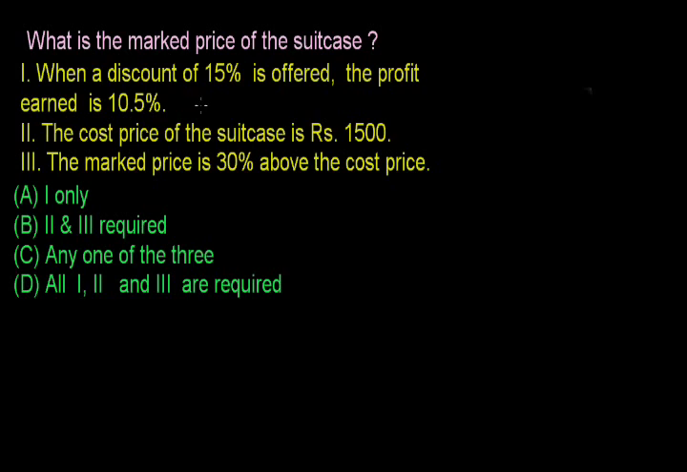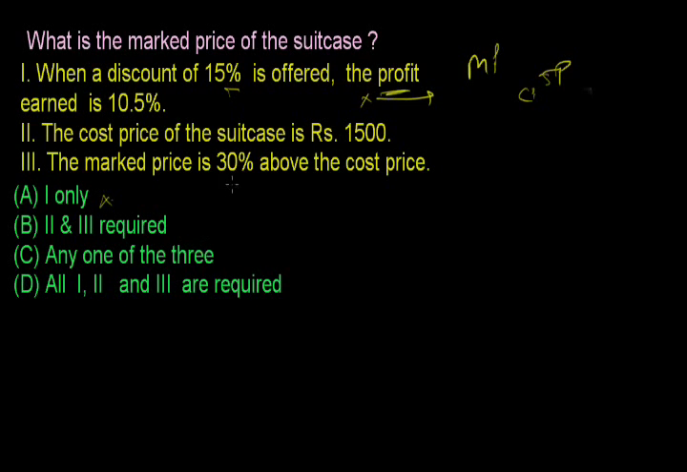Now, will the first statement give the answer? When a discount of 15% is offered, the profit is 8.5%. It's given the profit, it's given the discount. I cannot get the market price, because the discount is 15% and I don't know the selling price. I don't know the CP, because all values are in terms of percentage. So I cannot give the exact market price. So statement 1 alone is wrong.